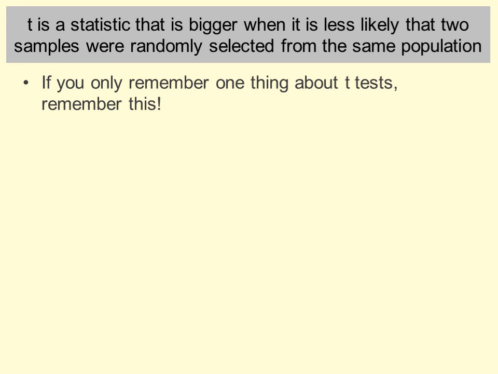Okay, so if you're just going to remember one thing about t-tests, then this is the thing to remember: that t is a statistic that is bigger when it's less likely that two samples were randomly selected from the same population. When t is quite a bit bigger than 1, we can be quite confident that the two samples were not selected from the same population. So maybe when you get a t value of 2 or 3, you could start to get excited.